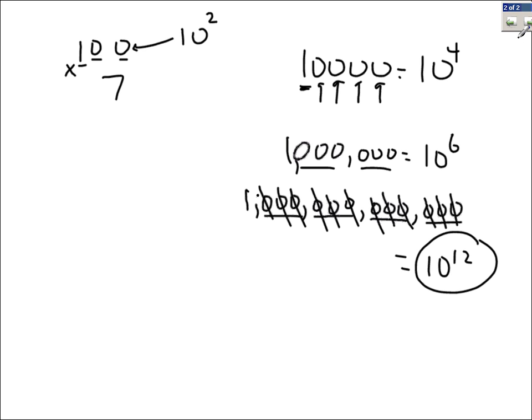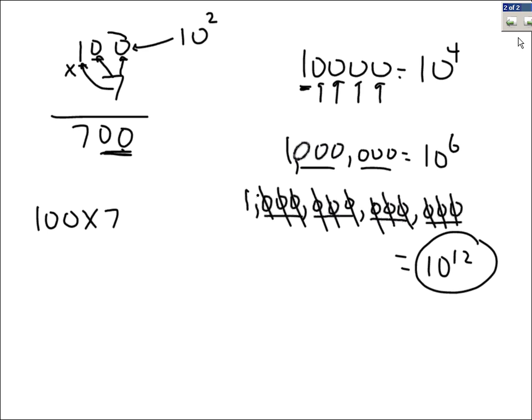Now, back to multiplication. 7 times 0 is 0. 7 times 0 is 0. 7 times 1 is 7. Now, let's look at this more carefully. We wanted to do 100 times 7. The reason we have 2 zeros is because 7 times those 2 zeros were 2 zeros.